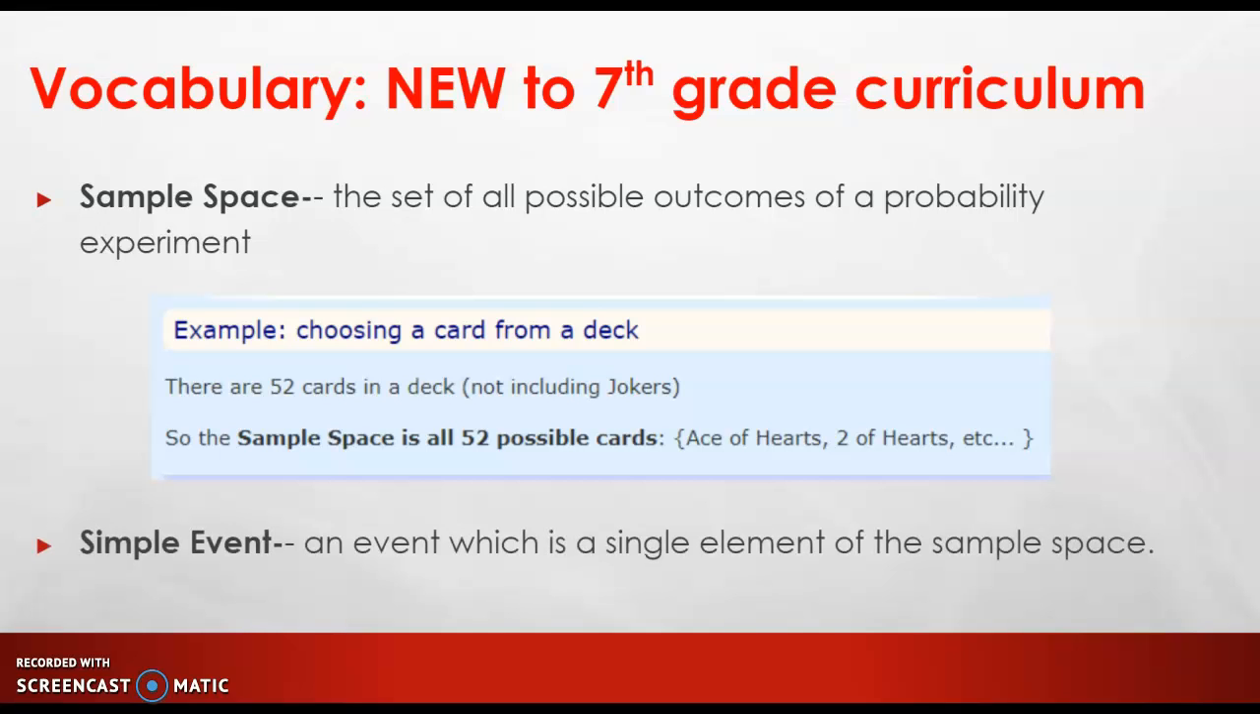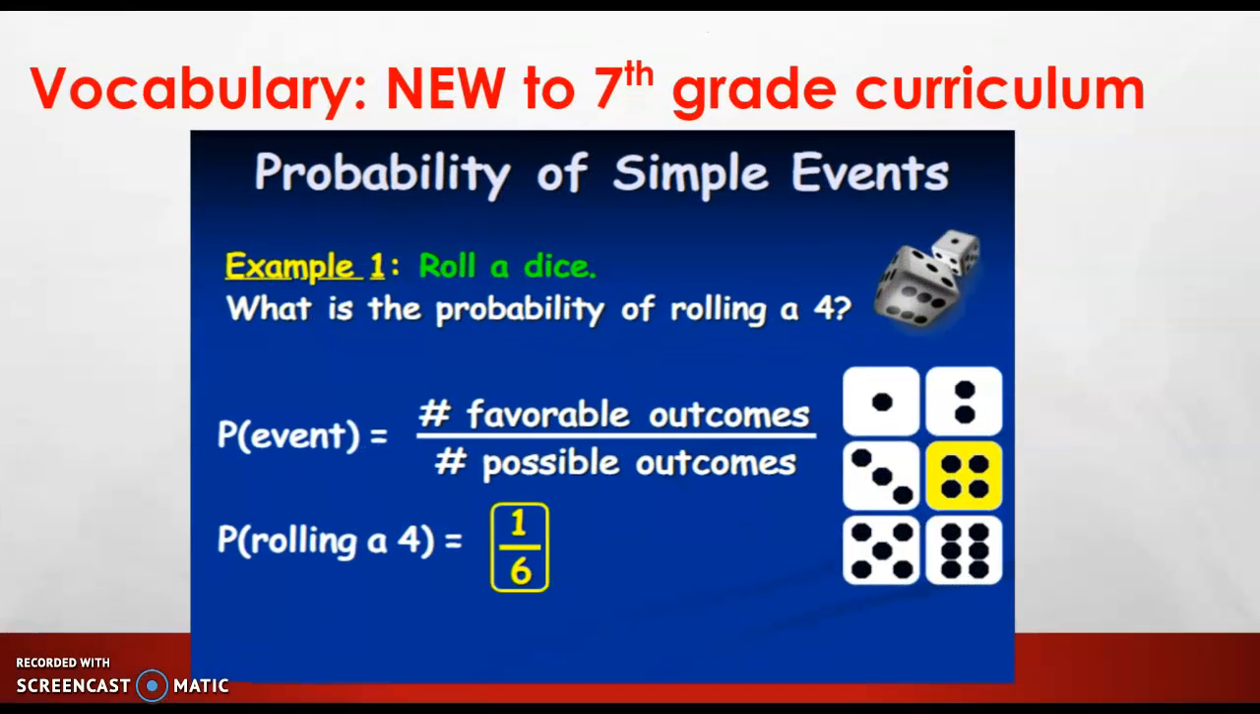So sample space is going to be the set of all possible outcomes of a probability experiment. So the example shows choosing a card from a deck. There are 52 cards in a deck. That's not including your jokers. So the sample space, the set of all possible outcomes, is going to be 52 possible cards. Now your simple event again is going to be an event which is a single element of the sample space. So before we move on to our examples, the probability of a simple event, remember, is going to be the number of favorable outcomes over the number of possible outcomes.